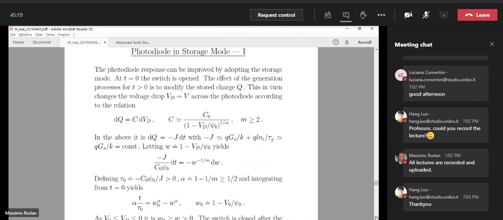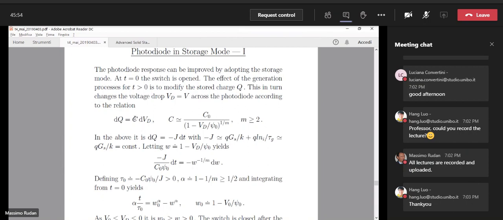So we start by considering that if the voltage across the capacitor changes by some quantity dVd, the amount of charge that enters the capacitor is some dq, and dq is given by the product of the variation in the voltage times the capacitance.